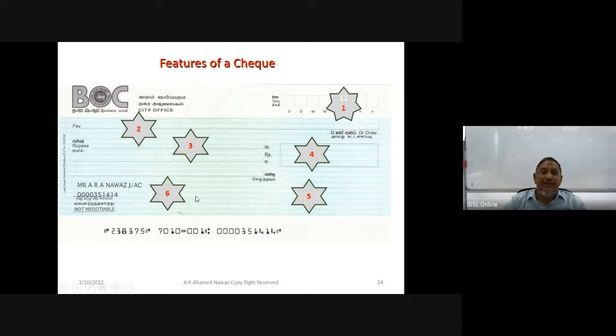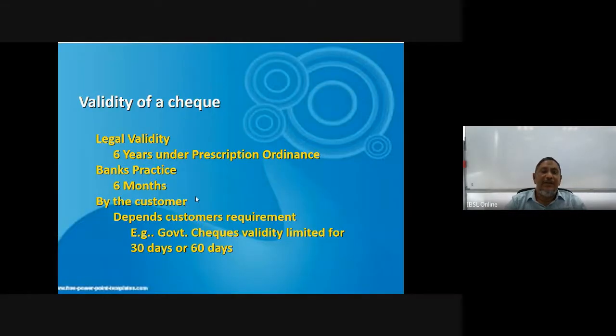Okay, let's see what these features are in detail. The validity of a check is normally 6 years under the Prescription Ordinance. But in banking practice, it is 6 months. Therefore, if a check is presented for payment within 6 months from the date of the check, it has to be paid by the paying bank. After 6 months, the check becomes stale. It's called a stale check.